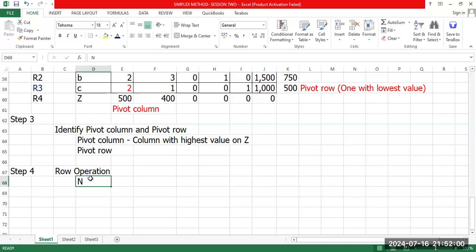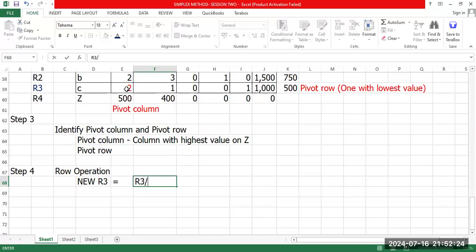So what is that formula? That's why I was saying you get new row 3, and it should be equal to the row you want to change, which is row 3, divided by. Here we are dividing because we want to make this value 1.